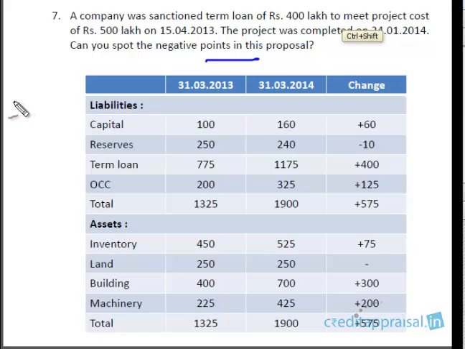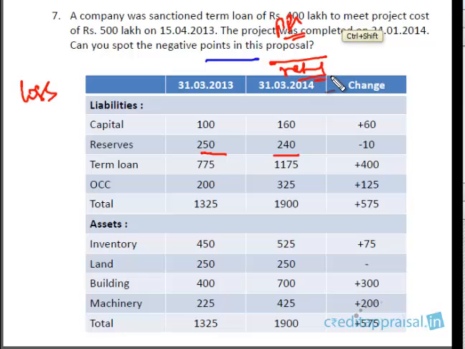One, the company has made a loss. You see here, reserves have decreased from 250 to 240. When you see reserves decreasing, it means the company has made a loss, because the resultant figure, we discussed that in the P&L account, the last and final figure is the retained earnings after profit and loss appropriations. We discussed briefly about appropriations.